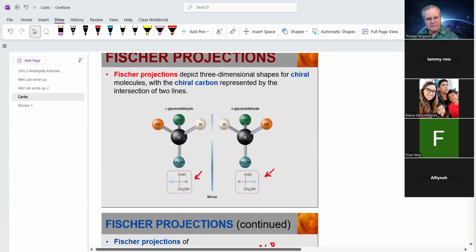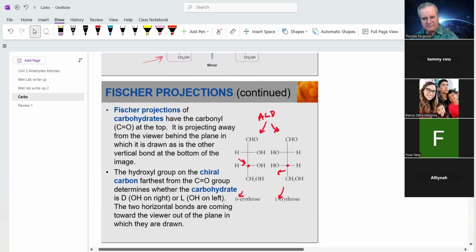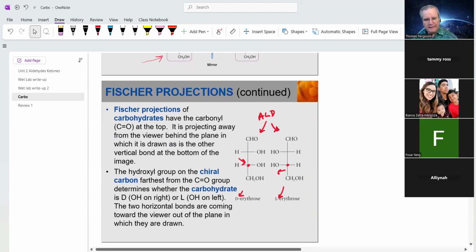Now there's different ways to draw carbs. We can do it ball and stick, which we never do. And we do something called a Fischer projection, which isn't very common either. But we use it to illustrate the different forms of D and L.